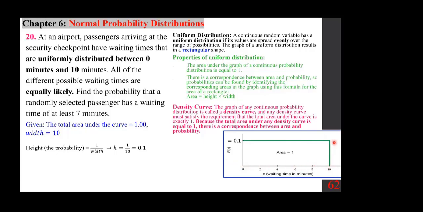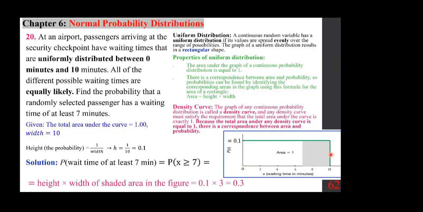So we have that, and now we want the probability of at least 7 minutes. X is larger than or equal to 7. So from 7 to 10, this is 3 times the height, and that gives us 0.3. That's how you do the calculation. This is the end of chapter 6.